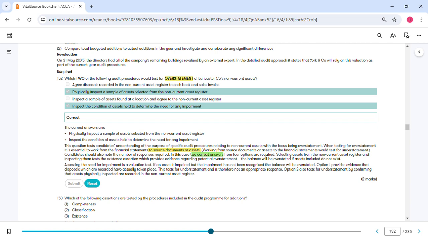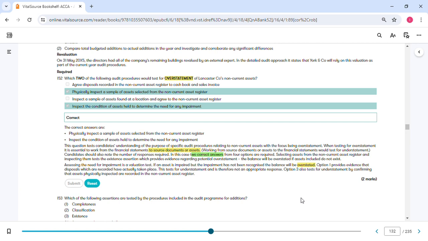Assessing the need for impairment is a valuation matter. Impairment is nothing but the value of the asset decreasing over a period of time. But if the value of the asset has decreased and impairment has not been recognized, what will happen? Overstatement. The value of the asset has decreased, but we are not changing the value, so we are showing a higher value rather than the actual value.